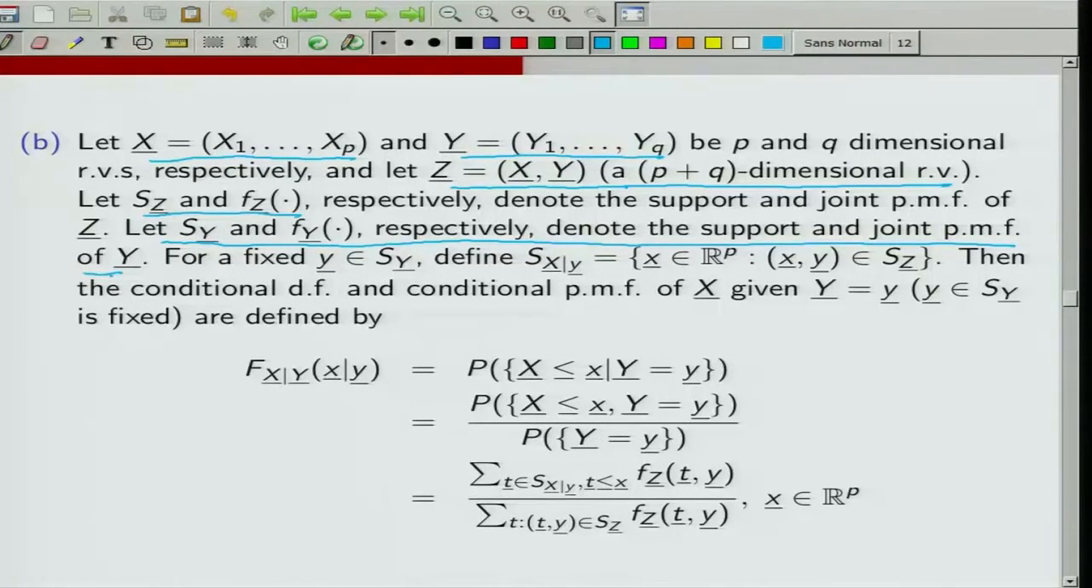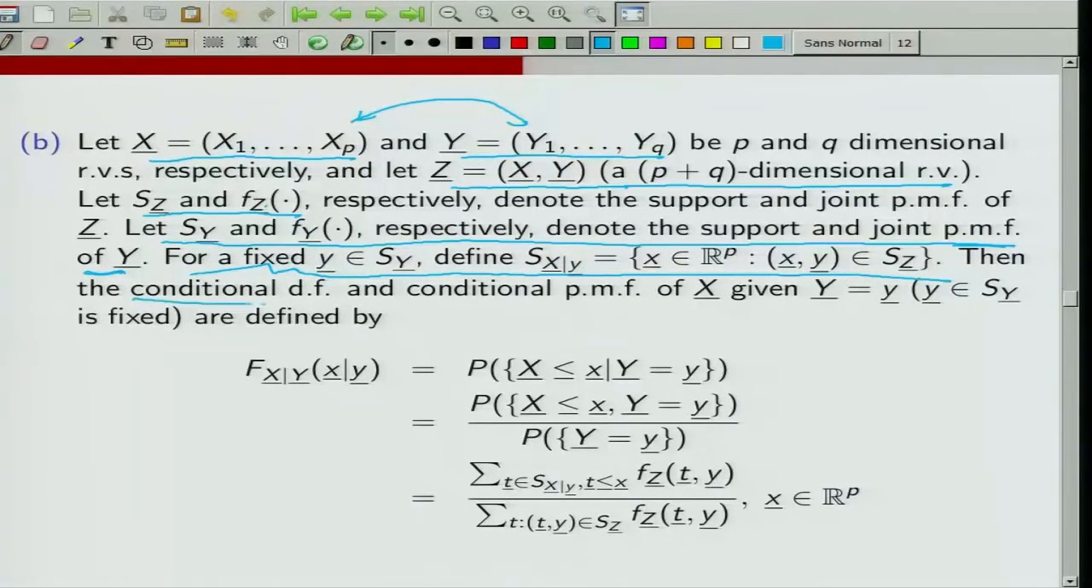Let S_Y and f_Y respectively denote the support and joint PMF of Y. Here I am assuming that Z is a discrete random variable, because we are talking about its probability mass function f_Z. So, the marginal distributions of X and Y would also be discrete, and that is why they would have a probability mass function. I am talking about the conditional distribution of X given Y. For a fixed y belonging to S_Y, define S_{X|y} as the collection of all those x belonging to R^p such that (x, y) belongs to S_Z. This is for a fixed y.